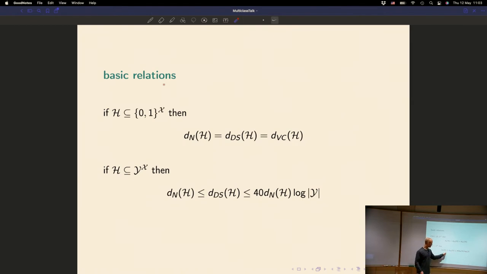So this is what is written here. This thing is not easy. And in fact, it's quite confusing. There are subtleties there. But it is true. These are the relations between these dimensions.